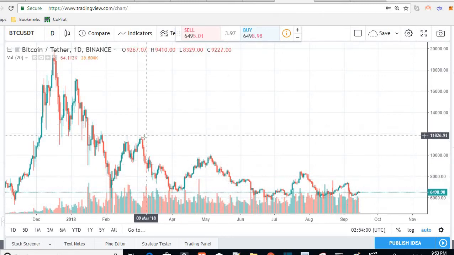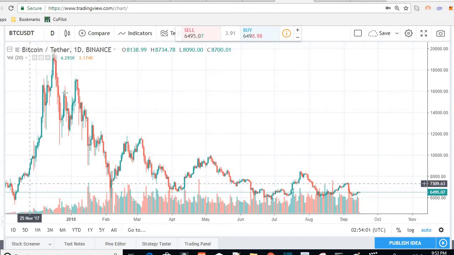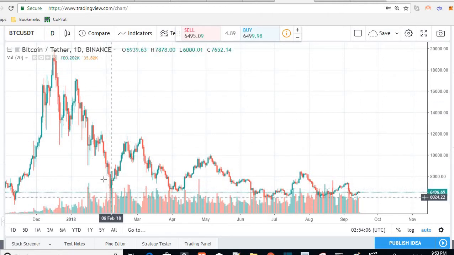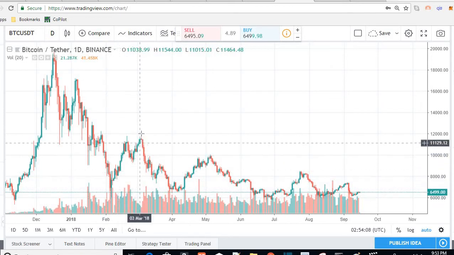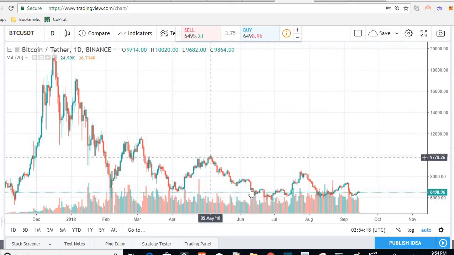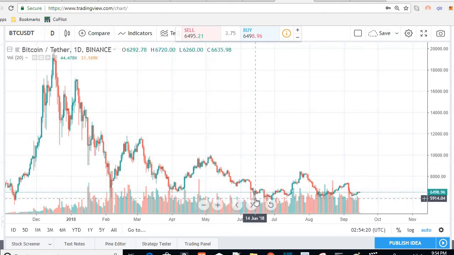And the pattern is this: after the first peak and crash, it bounces up again to the peak, and then it crashes back down around this resistance right here. We've had this resistance for 1 full year, roughly, right there. And then it goes up and it crashes back down here.